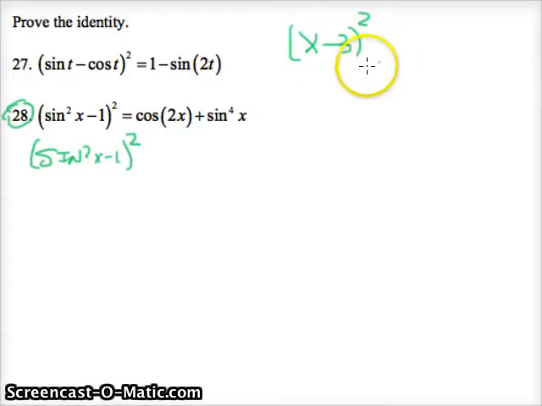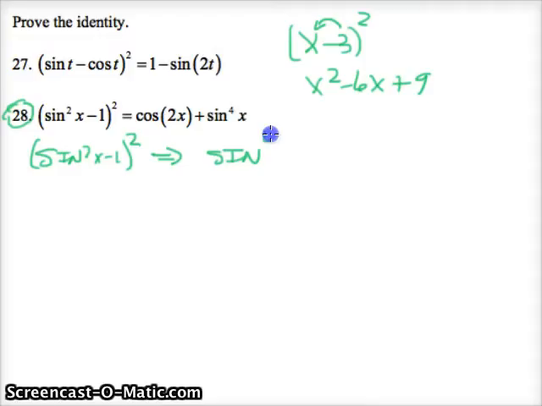To square a binomial, you square the first, you square the last, you multiply these two together and double. Works every time. So we're going to square the first. The square of sine squared is sine to the 4th. We're going to multiply them together. What's 1 times sine squared? It's sine squared. Minus 2 sine squared x. And then we have a plus 1.